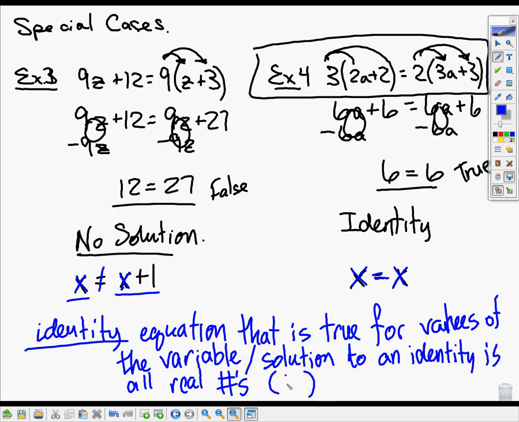And there's a symbol for all real numbers. Put a couple of lines and draw an R through it like that. Alright, that concludes your notes then for lesson 2.5, excuse me.